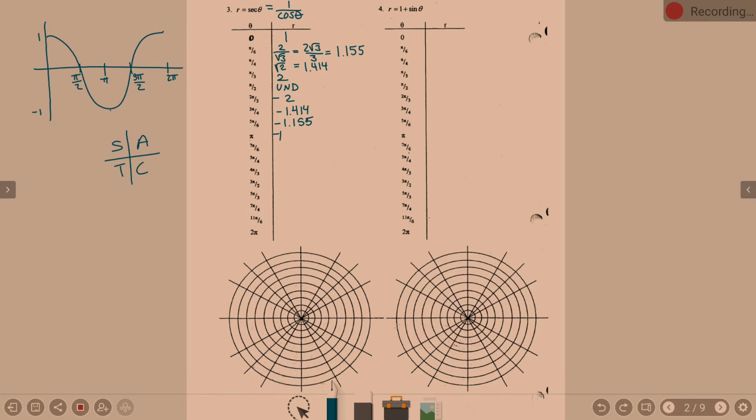Okay. What about the next quadrant? They'll all still be negatives because we're talking about secant, which is talking about cosine, but we're in the tangent quadrant. So we got 3 more negatives. And 7 pi over 6 is going to be the negative 1.2 that some of you are putting, right? Negative 1.155. 5 pi over 4. Negative 1.414. And 4 pi over 3. There's the negative 2.